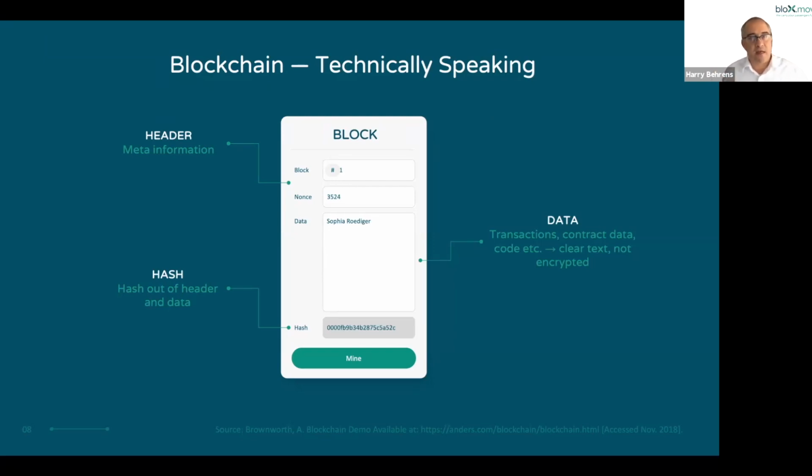Then you got the data. Just for readability purposes, we put names and very simple numbers in the example to follow, but normally you would see a transaction here. So for instance, Harry sent Asma 10 euros because Asma gave Harry a book. That would be an industrial blockchain kind of transaction.